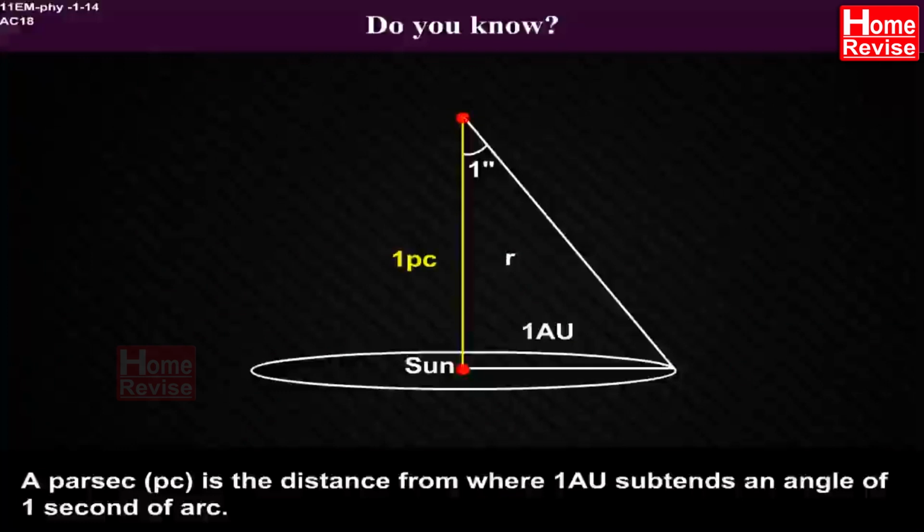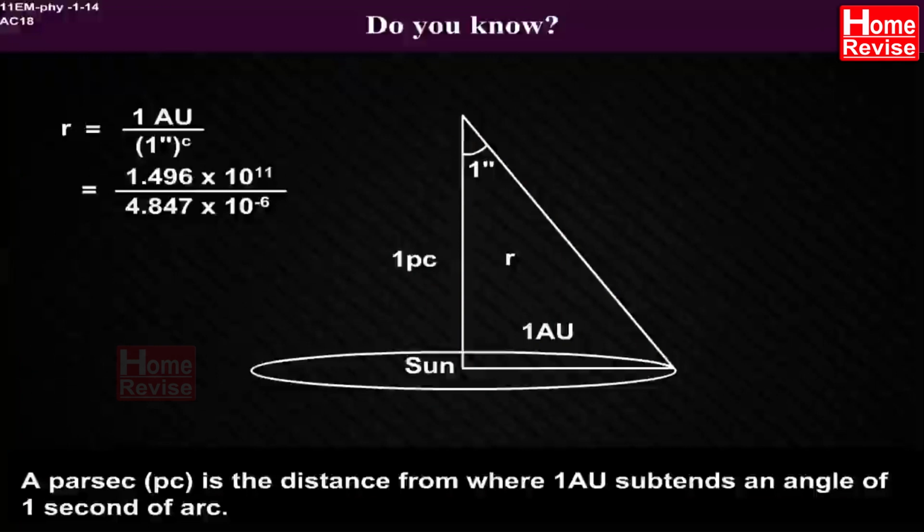R is equal to 1 AU upon 1 arcsec, which is equal to 1.496 multiplied by 10 raised to 11 upon 4.847 multiplied by 10 raised to minus 6, which is equal to 3.08 multiplied by 10 raised to 16 meters.